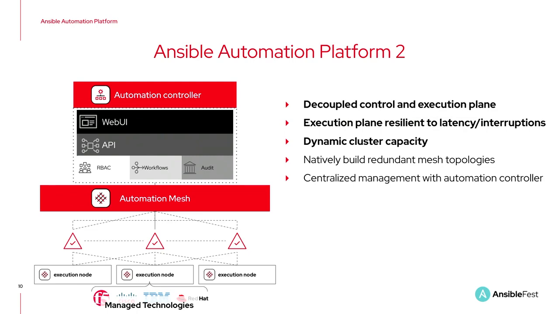You also have the execution plane really resilient to latency and interruptions. And for the OpenShift case, you can rely on the cluster capacity that is completely dynamic on OpenShift. So you can have thousands of pods running during the night in OpenShift, and then during the day, really nothing. So you have the elasticity based on OpenShift. Then you have the natively built redundant mesh topologies. In our case, we didn't use the automation mesh because it's still tech preview in AAP 2.3. But in a future version, we will definitely use that.